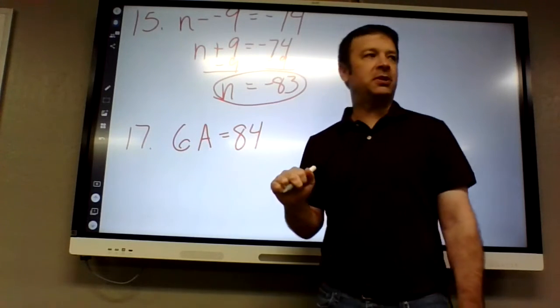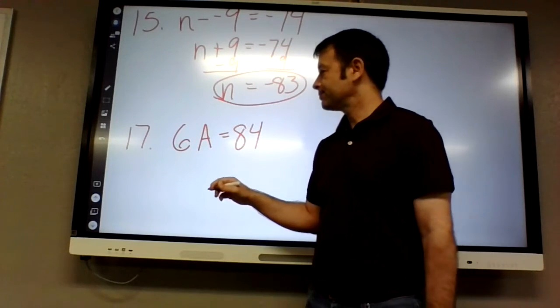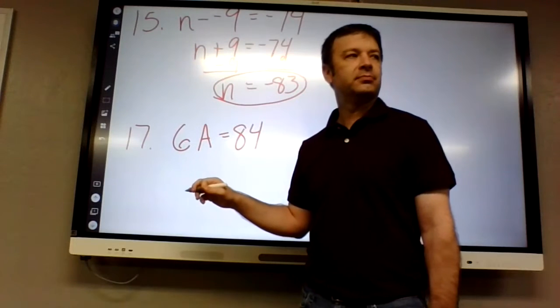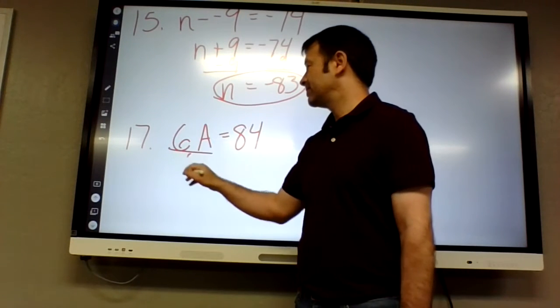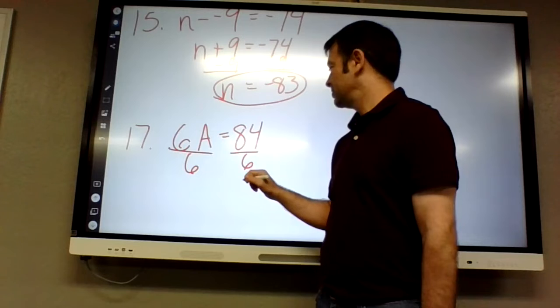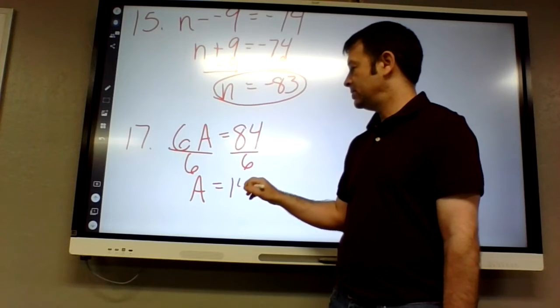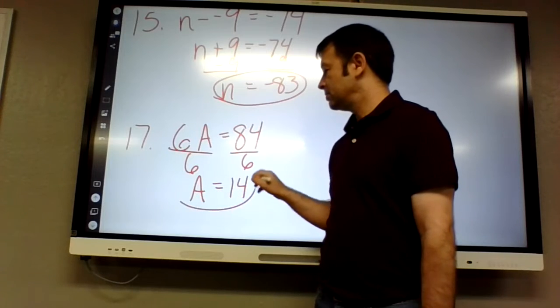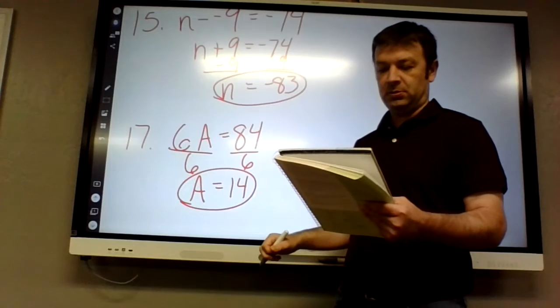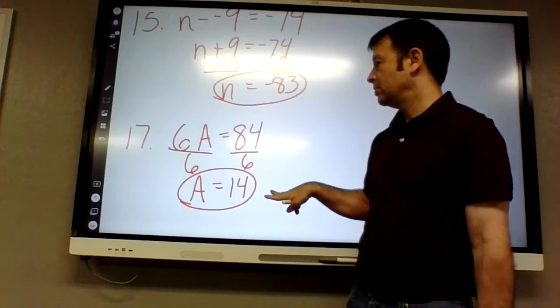Anyway, what do we do there, Olivia? You divide by 6. Divide by 6. So, how many times did that go? 14. All right.